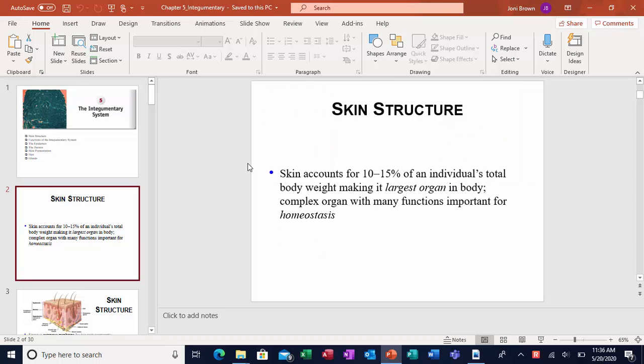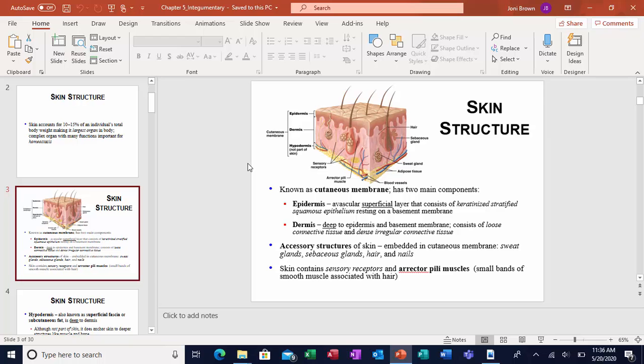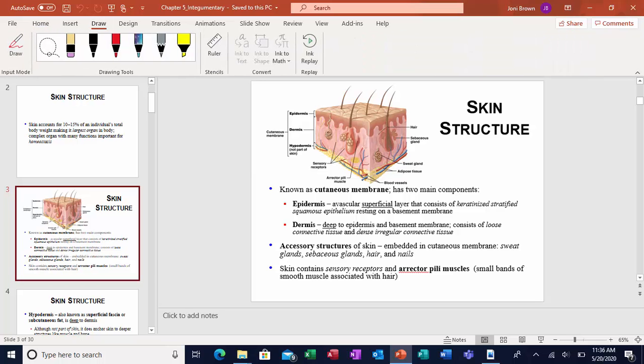Now, our skin is the largest organ of the body, and it makes up about 10 to 15% of our body weight. And it helps because it's got a lot of other structures in it that help with homeostasis. It's also called the cutaneous membrane, and we will learn that in the last chapter.